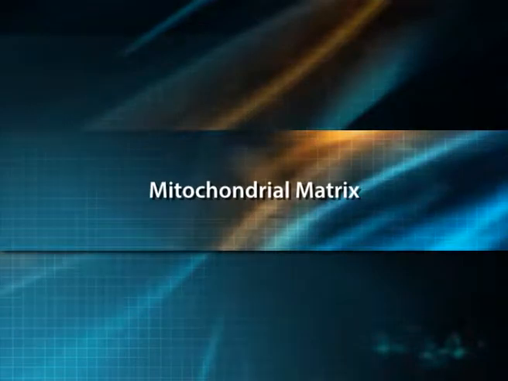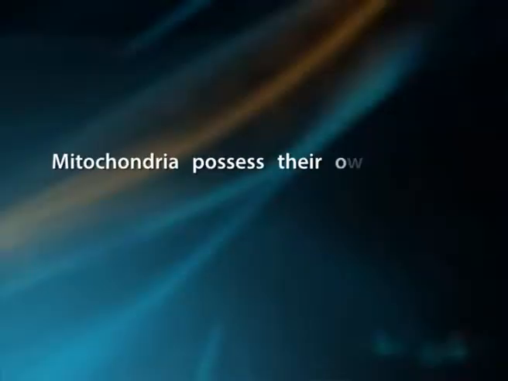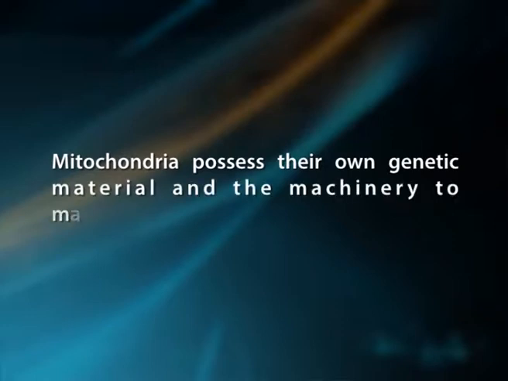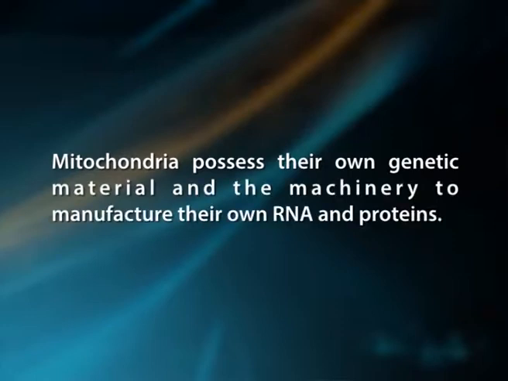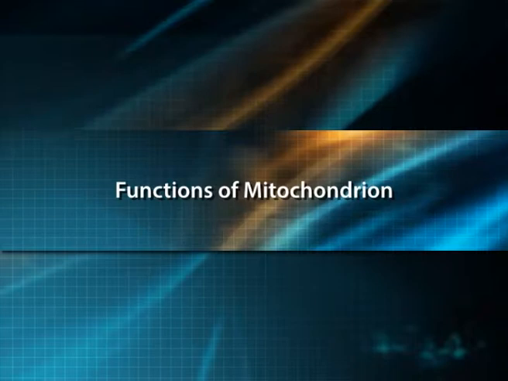Mitochondrial matrix. In addition to various enzymes, the mitochondrial matrix also contains ribosomes. Mitochondria possess their own genetic material and the machinery to manufacture their own RNA and proteins. This non-chromosomal DNA is important because it encodes a small number of mitochondrial polypeptides that are integrated into the inner mitochondrial membrane together with polypeptides encoded by genes residing within the nucleus and imported from their site of synthesis in the cytosol.